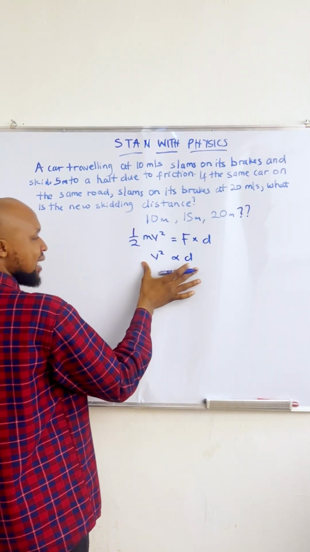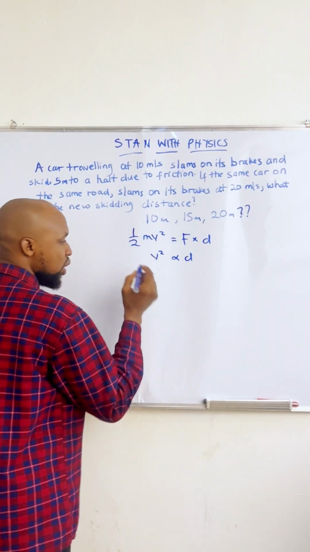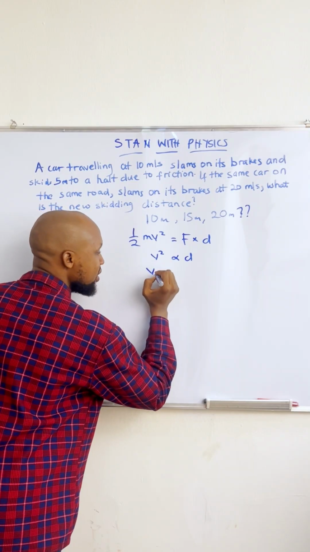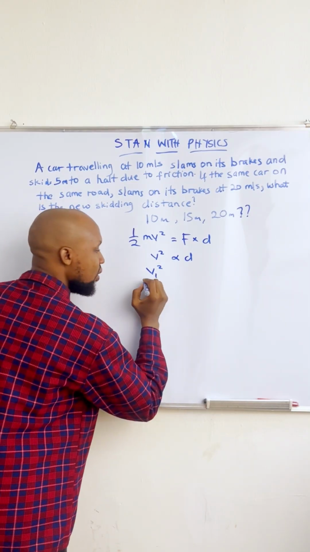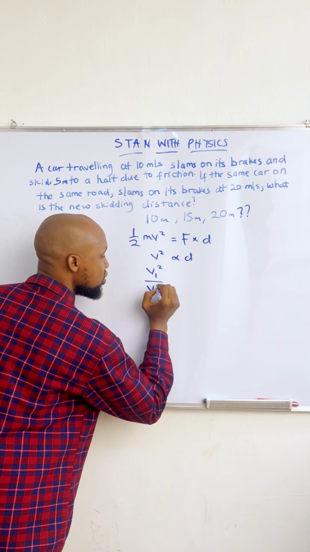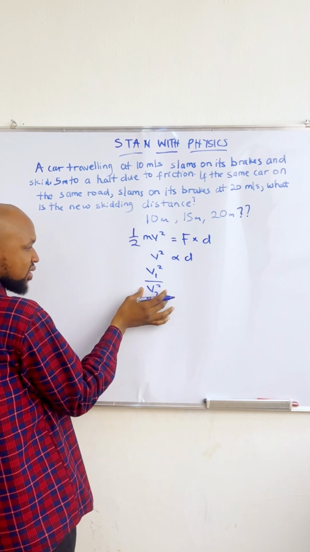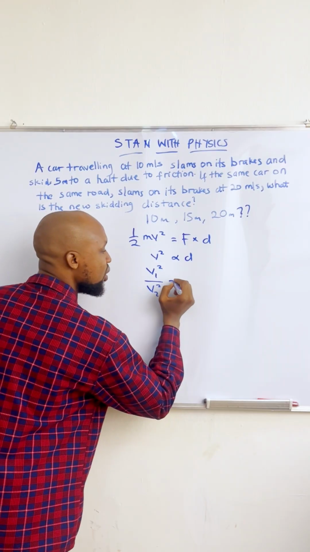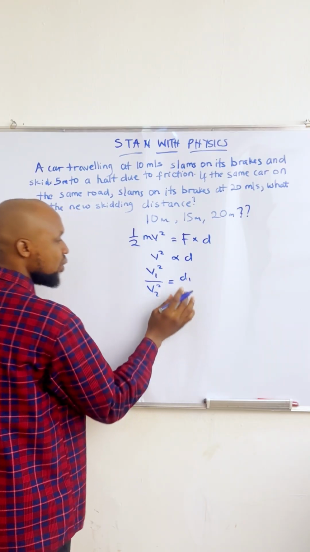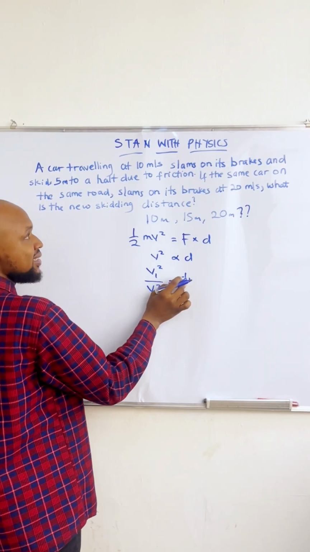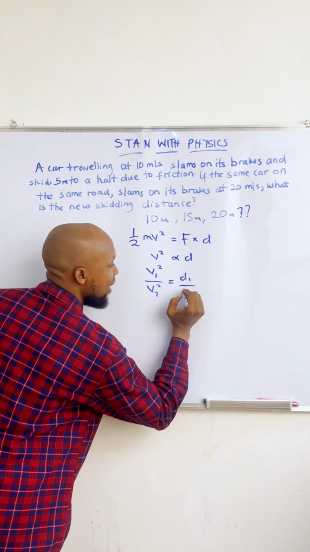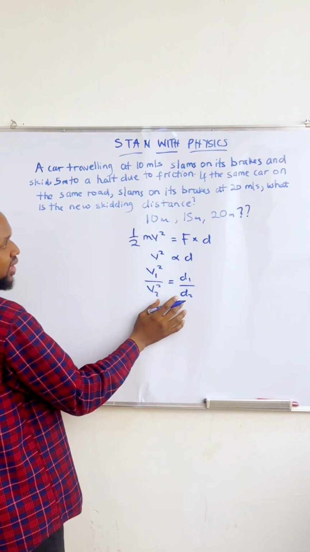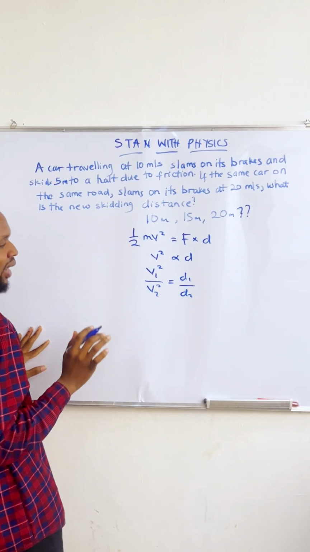So now we can do this proportionality equation by saying v1 squared, that's the initial velocity, over v2 squared, that's the new velocity we are working with, is equal to d1, which is the initial skidding distance, that is 5 meters, over d2, which is the new skidding distance that we are looking for.